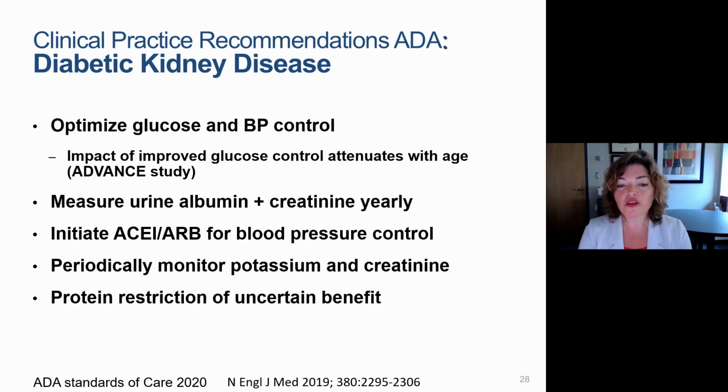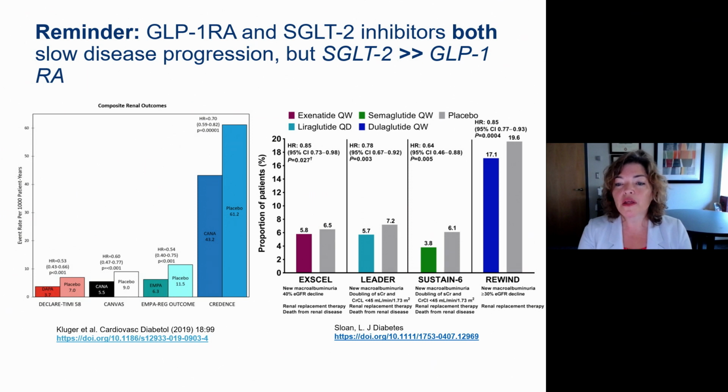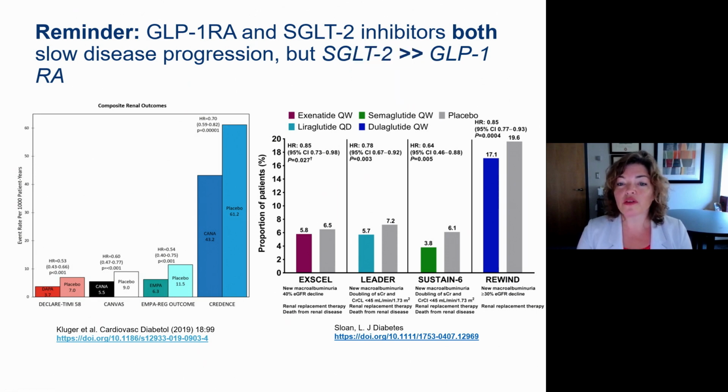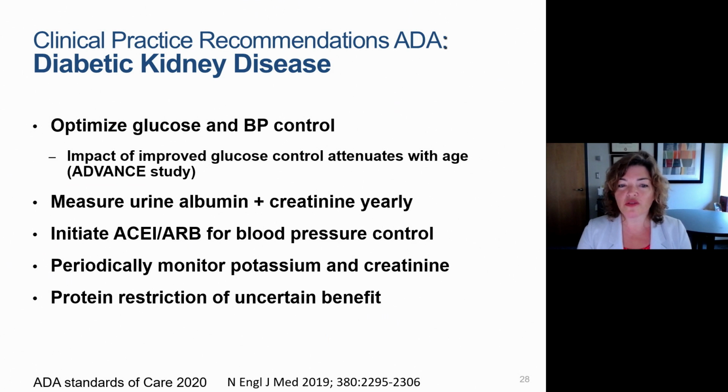But just a reminder for you, the SGLT2s do a better job. So the relative risk reduction with GLP-1s is about 15 to 20% as far as progression of kidney disease, and 30 to 50% with the SGLT2s. So SGLT2s are really the one to select for that.